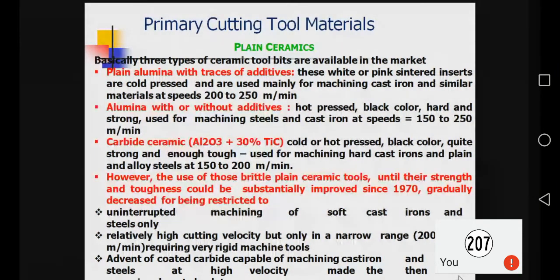However, the use of those brittle plain ceramics continued until their strength and toughness could be substantially improved since 1970, but their use gradually decreased because of the following reasons. इसका मतलब ये है कि जो ये plain ceramics tools थे, इनमें हमने strength भी और toughness भी increase की, but धीरे धीरे इनका use decrease हुआ, because they are restricted to only these reasons.